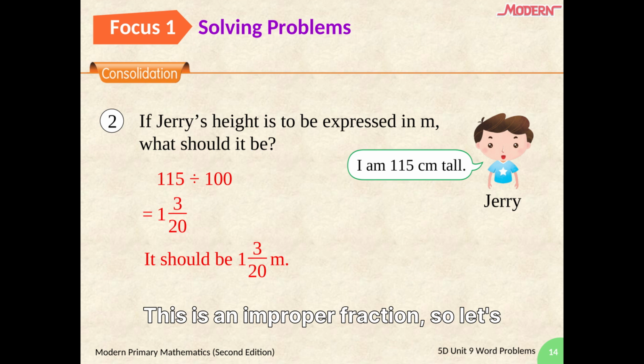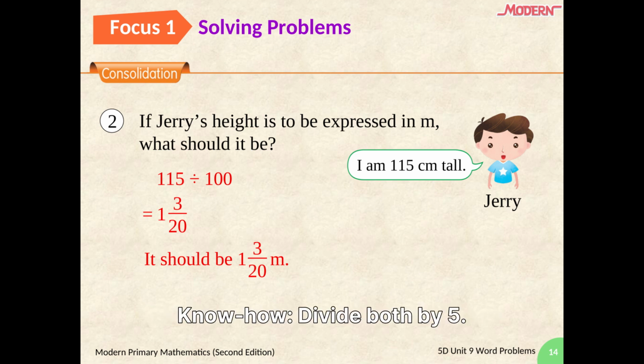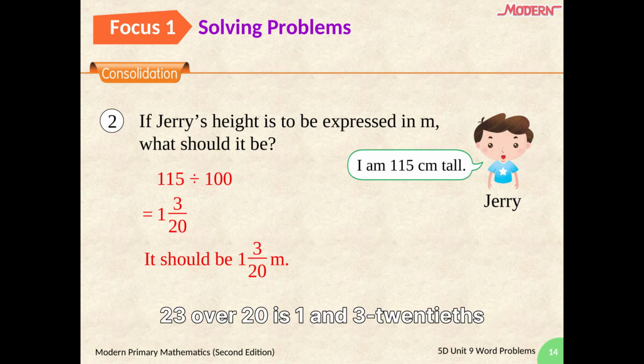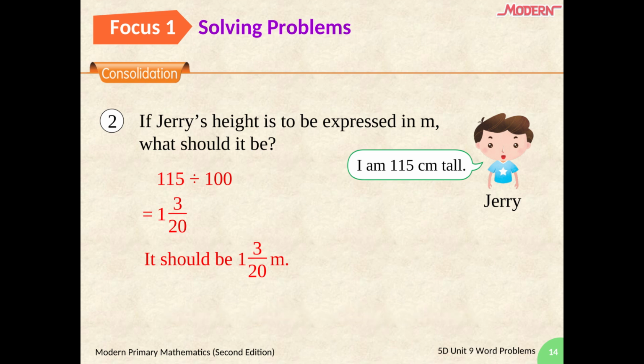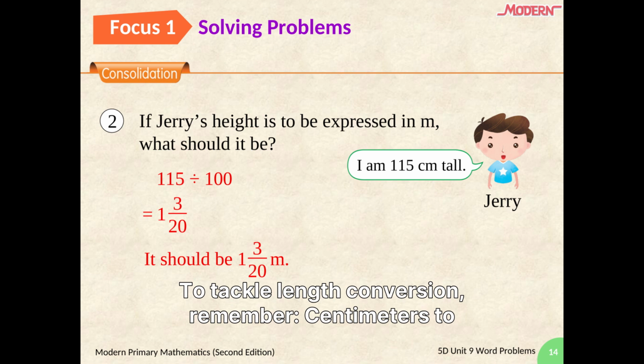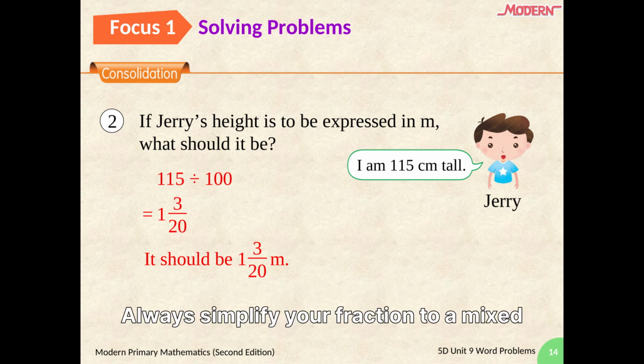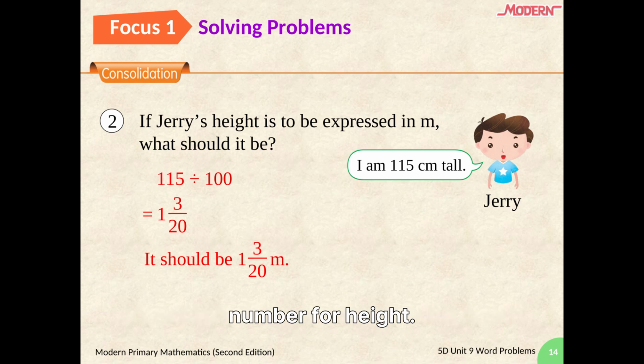This is an improper fraction, so let's simplify it. Know how? Divide both by 5. 115 becomes 23, and 100 becomes 20. 23 over 20 is 1 3/20 meters. Jerry is growing up. To tackle length conversion, remember, centimeters to meters divide by 100. Always simplify your fraction to a mixed number for height.